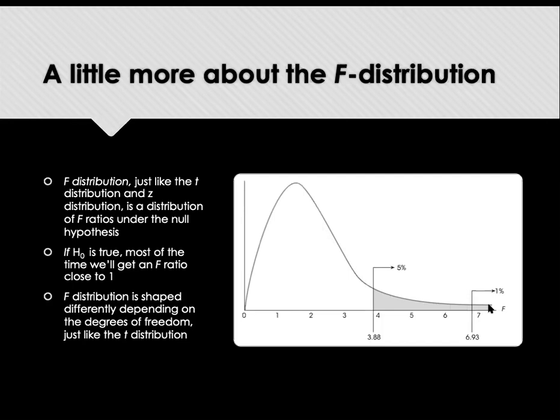The F distribution is shaped slightly differently depending on the degrees of freedom, just like the T distribution. So this is kind of the general shape of it, but it will be slightly different. That's why you need the degrees of freedom numbers to look up the values for F critical. And here I've just shown you 0.05 alpha level. In this example, F critical was 3.88, and at alpha 0.01, F critical is 6.93.